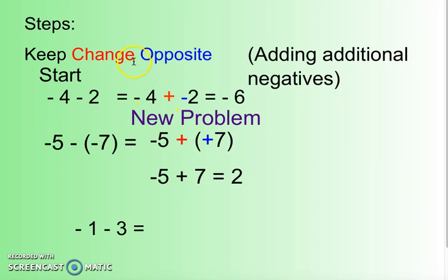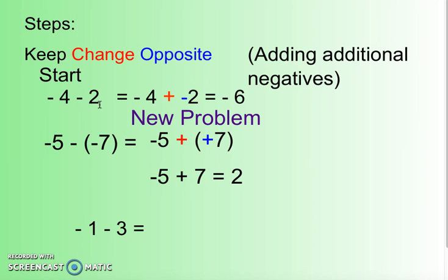And so the easiest way to remember subtraction, because all that sounds so confusing, even to myself, the easiest way for me to remember how to subtract is to keep this saying in my mind: keep, change, opposite. Keep, change, opposite. Because what we are doing when we are setting up a subtraction problem is really setting up an addition problem. I know that sounds so weird, but we are, because we're adding additional negatives.